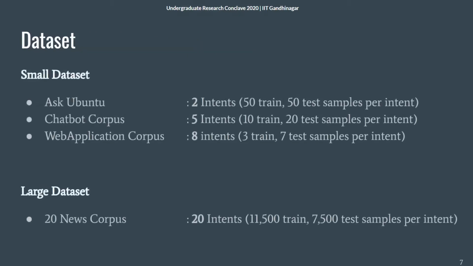Now, the datasets used for evaluation are 3 small datasets with 2 to 8 intent classes and 1 large dataset with 20 intent classes. The training and test samples vary a lot, and the datasets are chosen to show the applicability of our methods on small as well as large datasets. The smaller datasets are limited to 3 training samples, while the large dataset uses 11,500 samples to train.